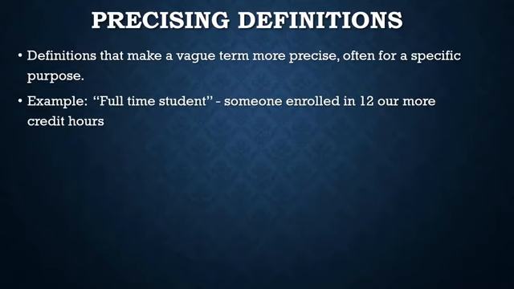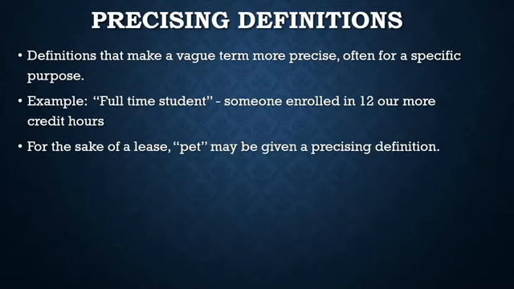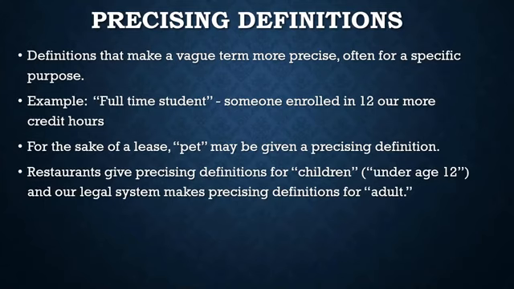So for example, someone enrolled in 12 or more credit hours is often a cutoff on how we define a full-time student. For the sake of a lease, the word pet may be given a precising definition. So maybe it'll say something like a non-human animal whose adult weight is more than 1 pound. If you have one of those, you have a pet, right? It might be vague otherwise. Restaurants give precising definitions for children. You know, children can eat free. What do we mean by children? Children who are under age 12.